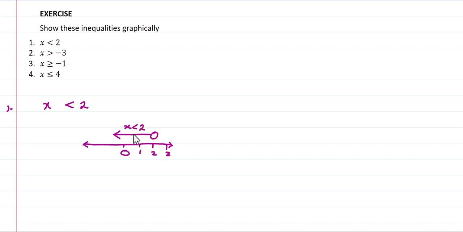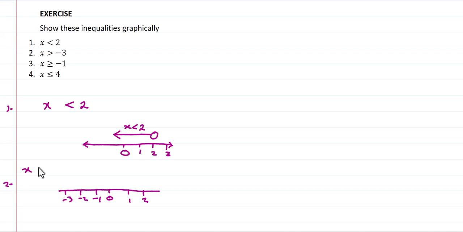Let's solve the next one. The second one says that x is greater than negative 3. So doing that, we have our number line graph. Starting from 0, here we have negative 1, negative 2, negative 3, right? So here is 1, here is 2. But our attention is on the negative 3.